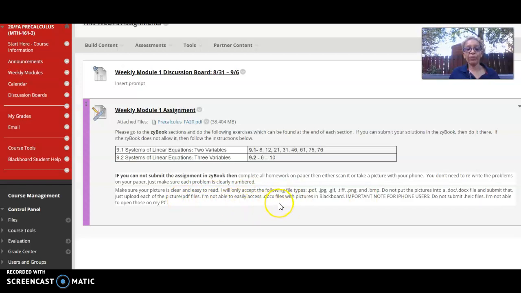It says, important note for iPhone, do not submit this type of file. So, just do your best.